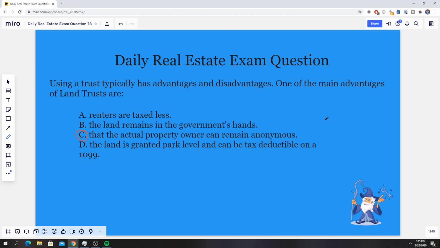Now, obviously, as I mentioned, there are many other examples, but when we're going through A, B, C, and D, C is the correct answer. A, definitely not. B, definitely not. And then, of course, D, again, definitely not. So C is our correct answer here. It is one of the main advantages of land trusts.